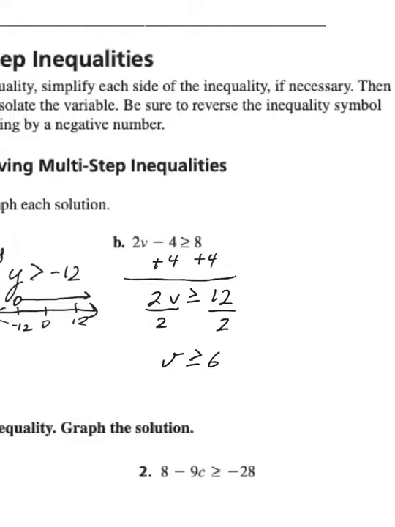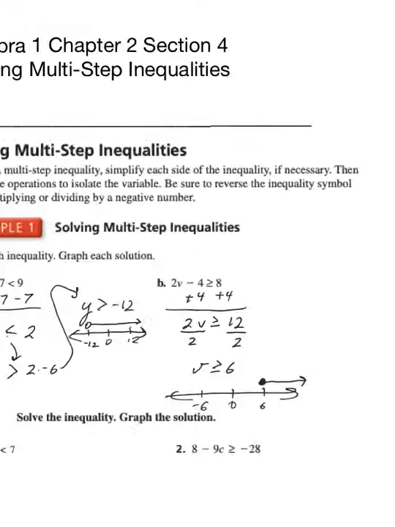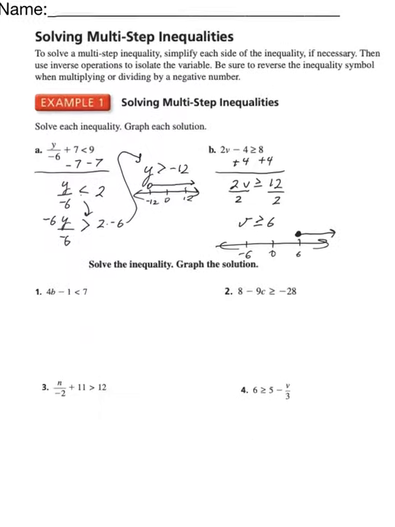No switching signs there. In this case, the graph's pretty simple. I've got a 6 and I've got a negative 6. And I'm going to go to my 6 and draw a filled in dot because it's going to be also equal to, and then I shade to the right. So that's how that works.